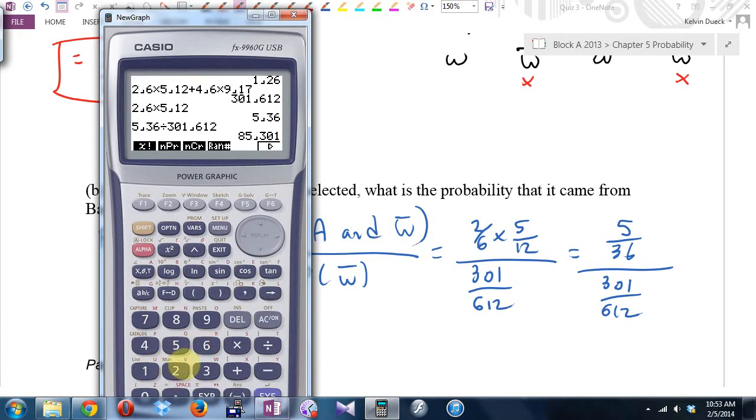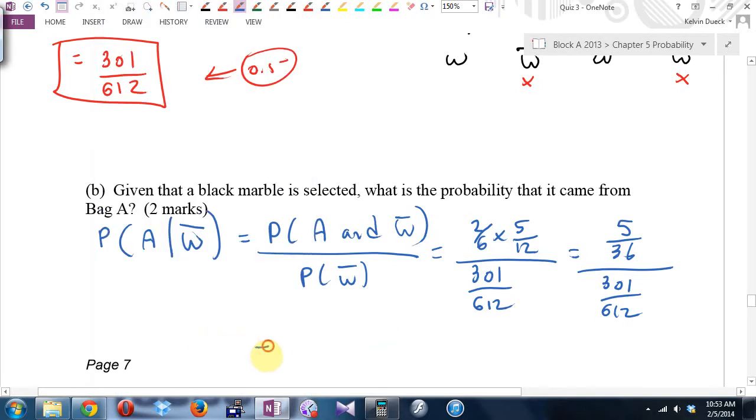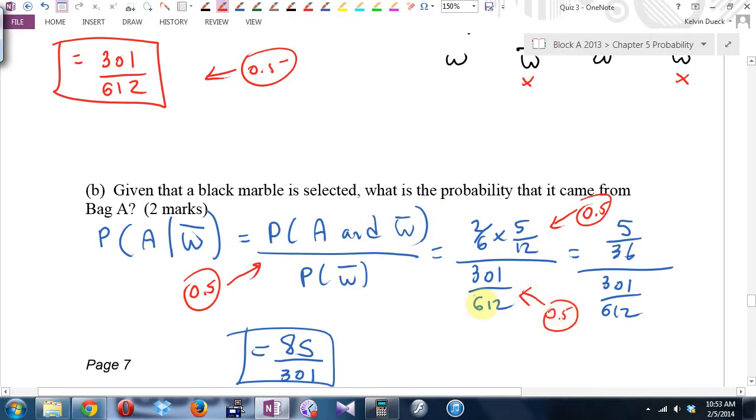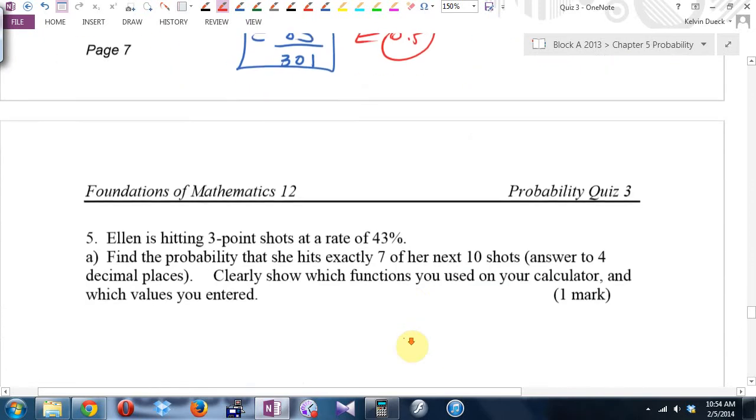Do you get 85 out of 301? Again, if you got that right, 2 out of 2. Otherwise, I would probably go something like this. Half mark for translating. Half mark for that. Oh, heck, you know what? I'd probably give you also a half mark for the bottom, and then a half mark for the answer. And there's your lovely 2 marks. That makes sense? Then I would turn the page.